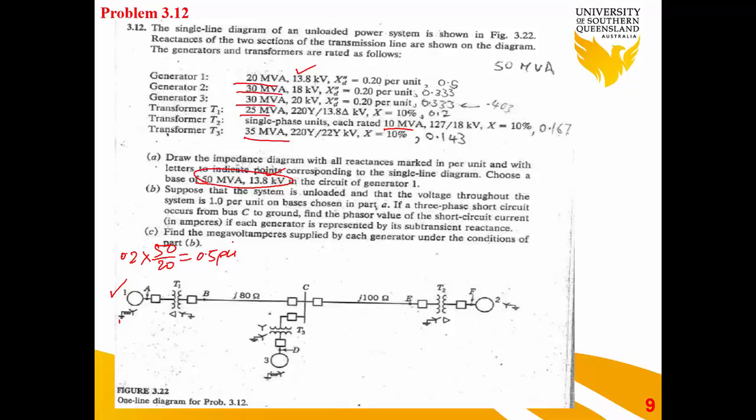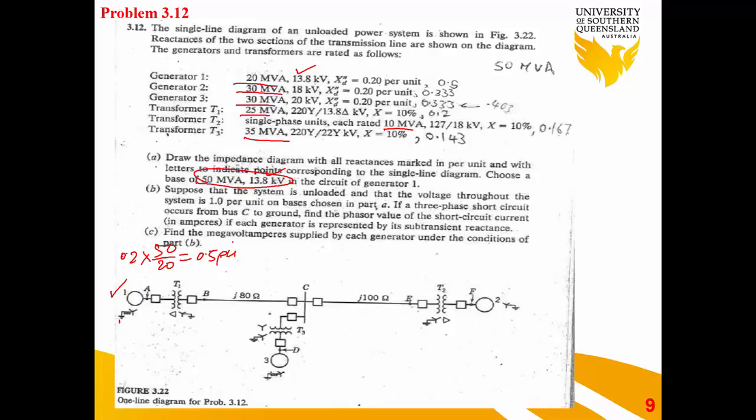Okay, so this one, 30, 18.20.33. That kVA is changed also for generator 2 and 3. So just consider that one, and you will get the rating. And then coming to the transformer, first I will say 10%.